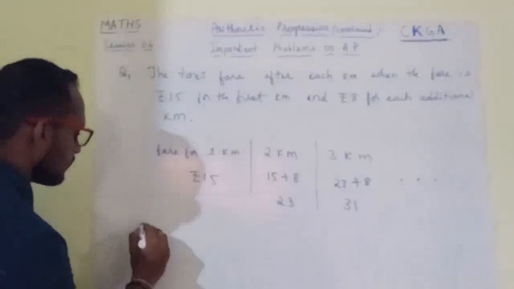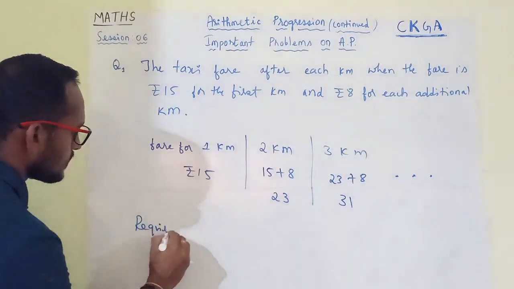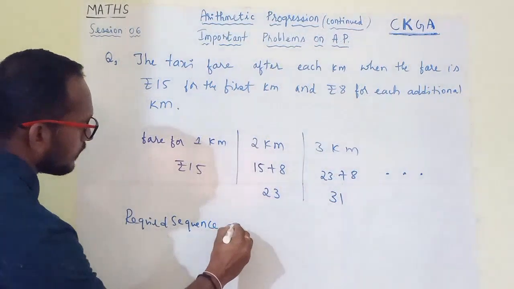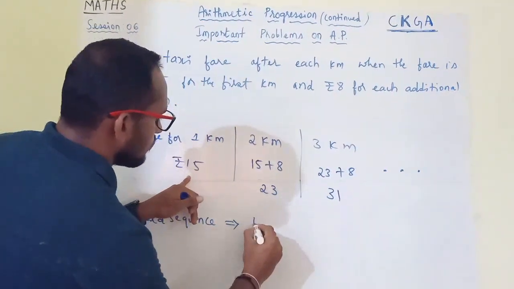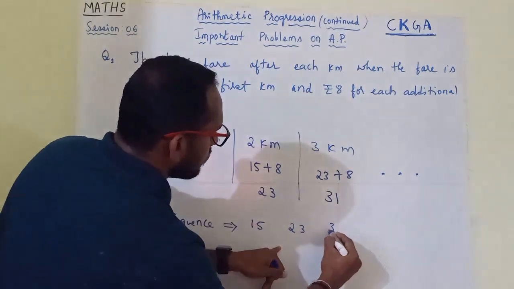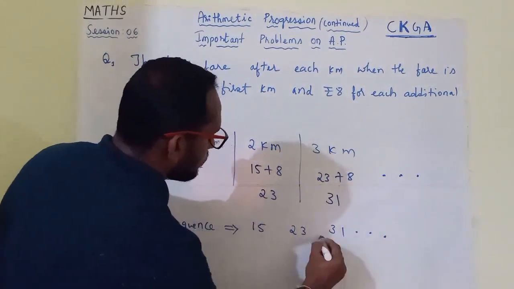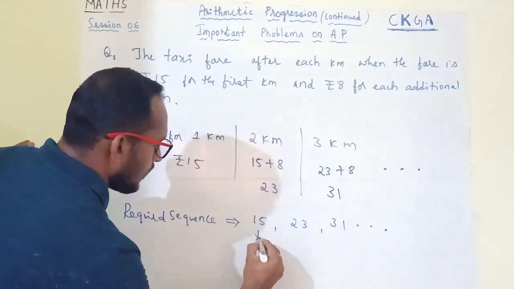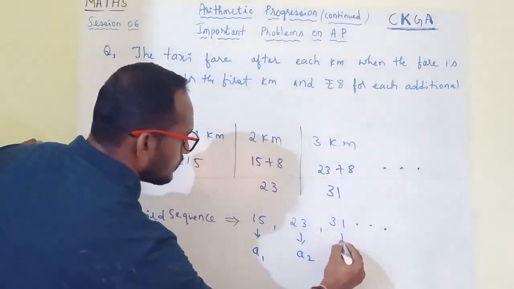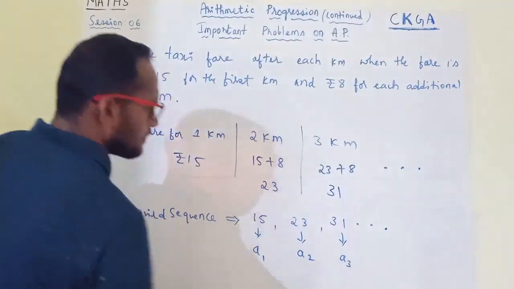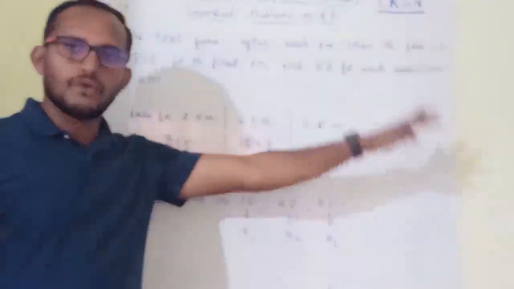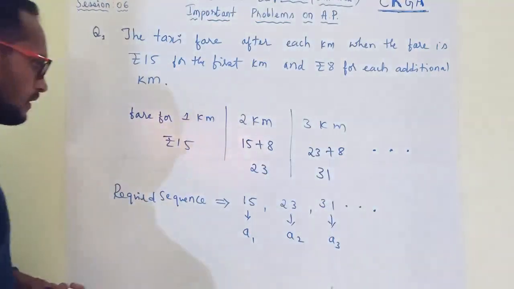What is the required sequence? The required sequence will be: the first term is 15, the second is 23, and the third is 31, and so on. Let me call 15 as A1, 23 as A2 and 31 as A3. Now I want to check whether these terms form an AP or not. So let me do it.